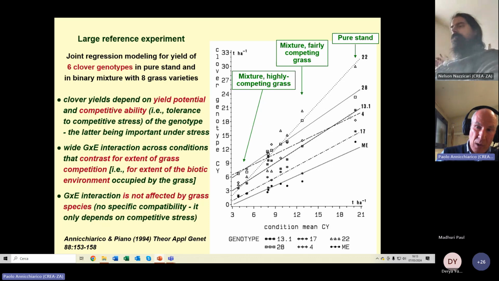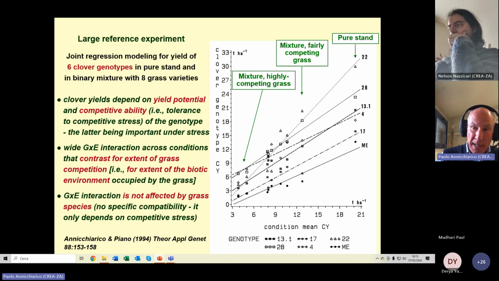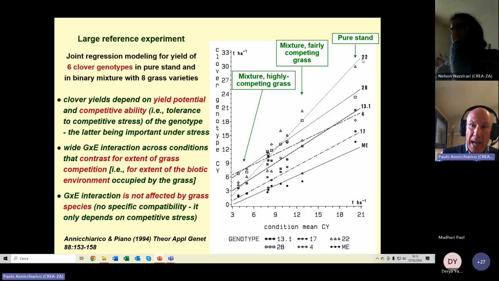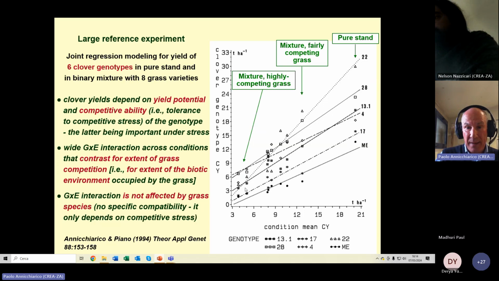And we can see that the response of each genotype in each point here depends on the yield potential of the clover and then its competitive ability. You may think of it like tolerance to competitive stress. When we have pure stand, no competition, all depends on the yield potential. But here, with increasing competitive stress, then the tolerance to competitive stress gets important. And we do find genotype environment interaction of crossover type with rank changes among the top yielding genotypes, so that the genotype environment interaction effects are wider across conditions that are contrasting for extent of grass competition, nil here and very high here, or if you like, for extent of the biotic environment that is occupied by the grass, nil here and very high here.